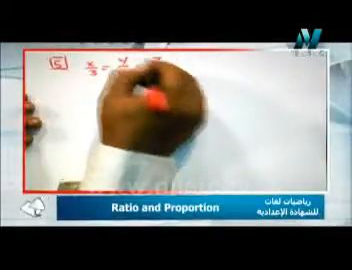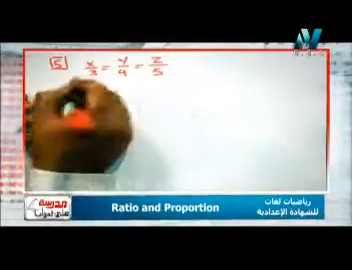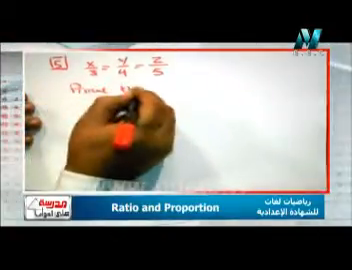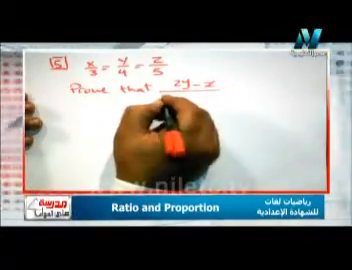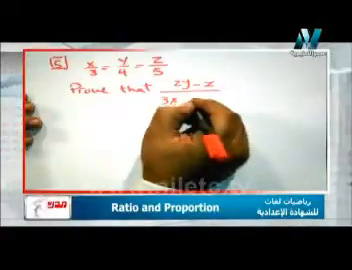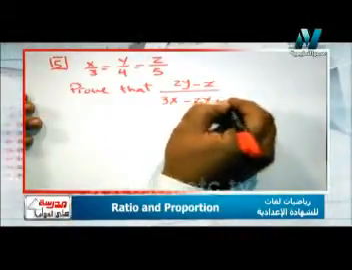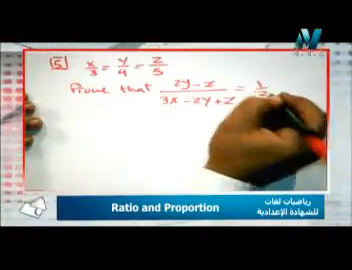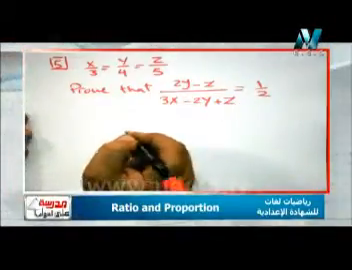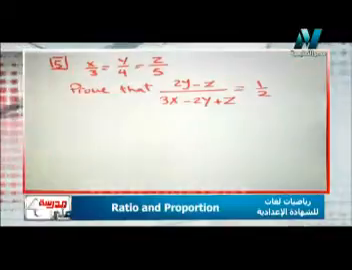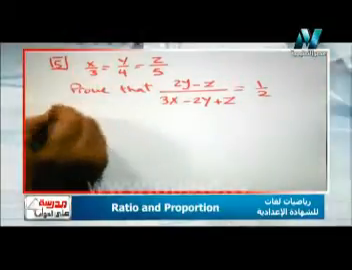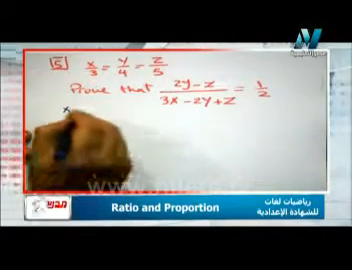We have here a given: if x over 3 equals y over 4 equals z over 5, then prove that 2y minus z over 3x minus 2y plus z equals 1 over 2. There are two ways actually to solve such an exercise. The first way is to find the values of x, y, and z. And how can I do so?